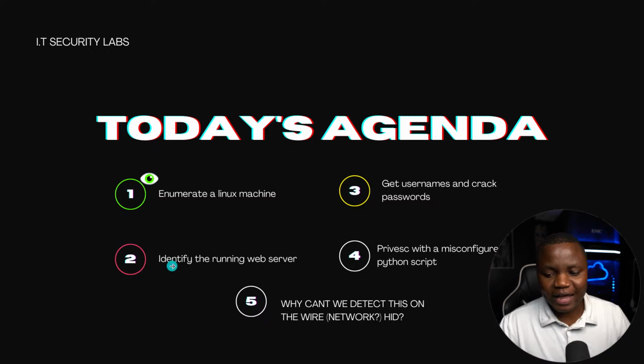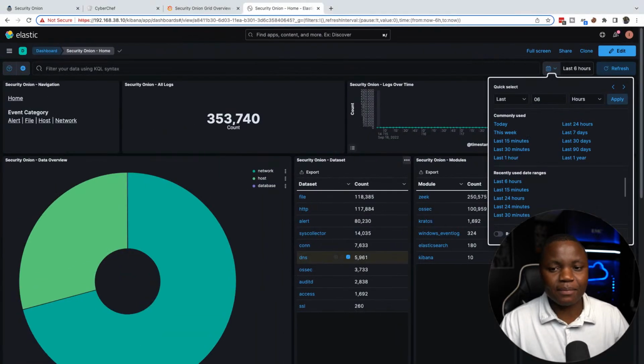We are going to identify a website that's running on this machine, and we'll easily break into that website and steal some credentials. That's step number 3. Then we need to escalate our privileges, and we need to enumerate, and hopefully we'll find a Python script that is misconfigured that will give us root access. The most important thing here is we need to verify, during this whole process, can we get caught by the defenders? And that's where this lab comes into play.